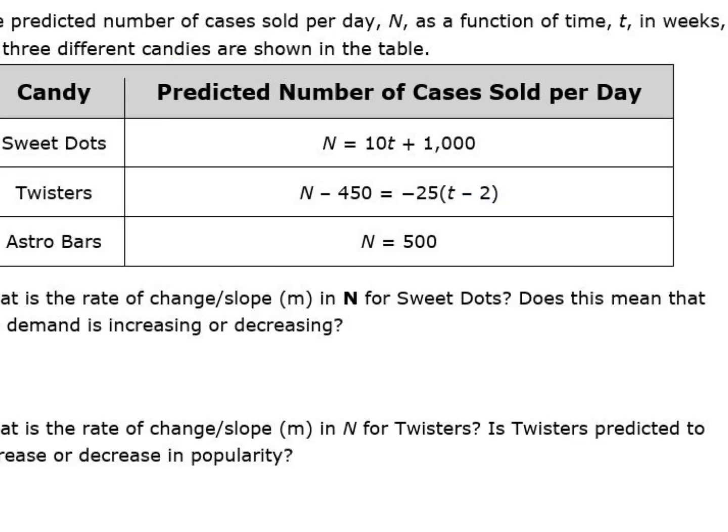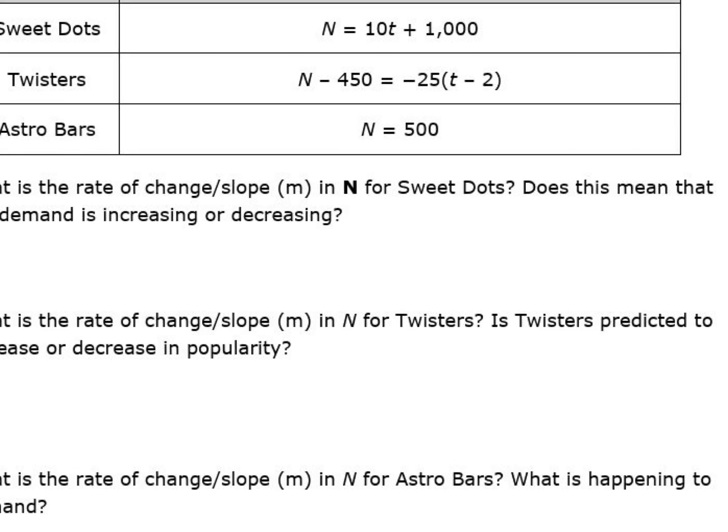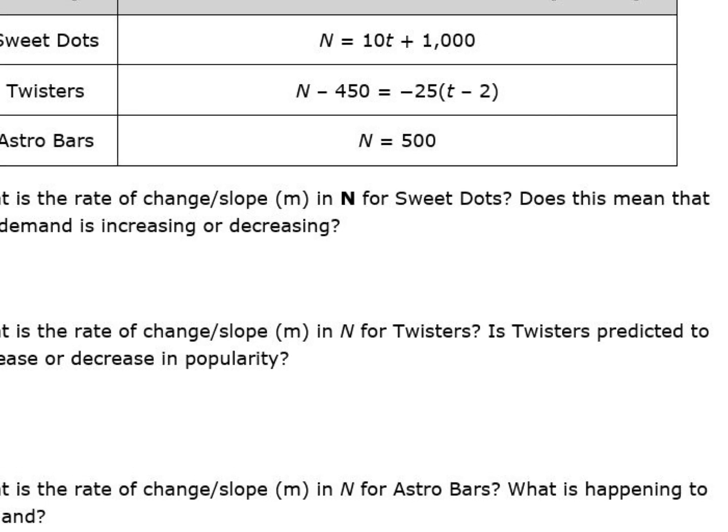We're looking at cases of candy that they ship out every day. So we have 3 different types of candy, and it's asking us about the slope. Okay, well, what do you notice on sweet treats or sweet dots? Can we write y equals mx plus b underneath that? It's asking us for the slope, the rate of change, the m. So that's a nice little equation there. What is our slope? What is our coefficient? What is it going to be? Our slope is 10. Very nice.